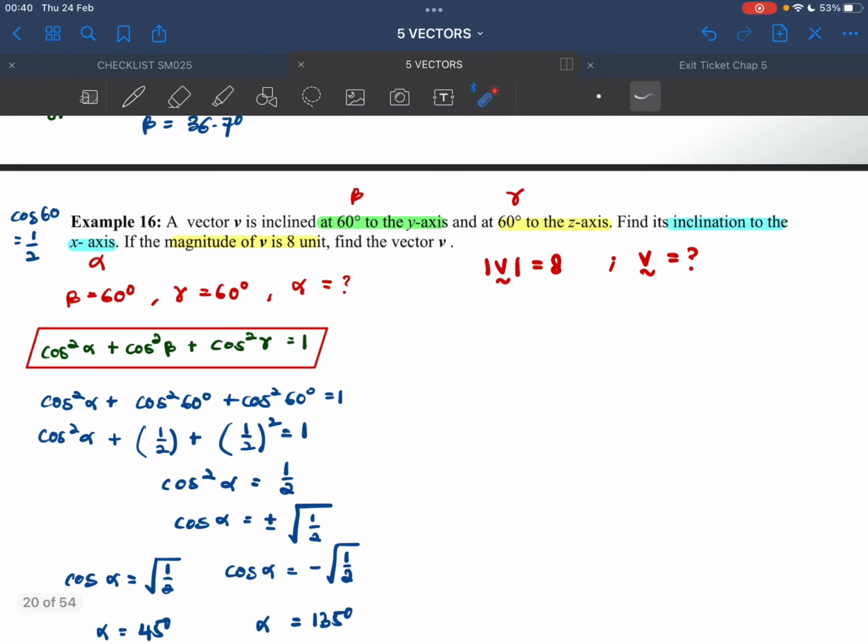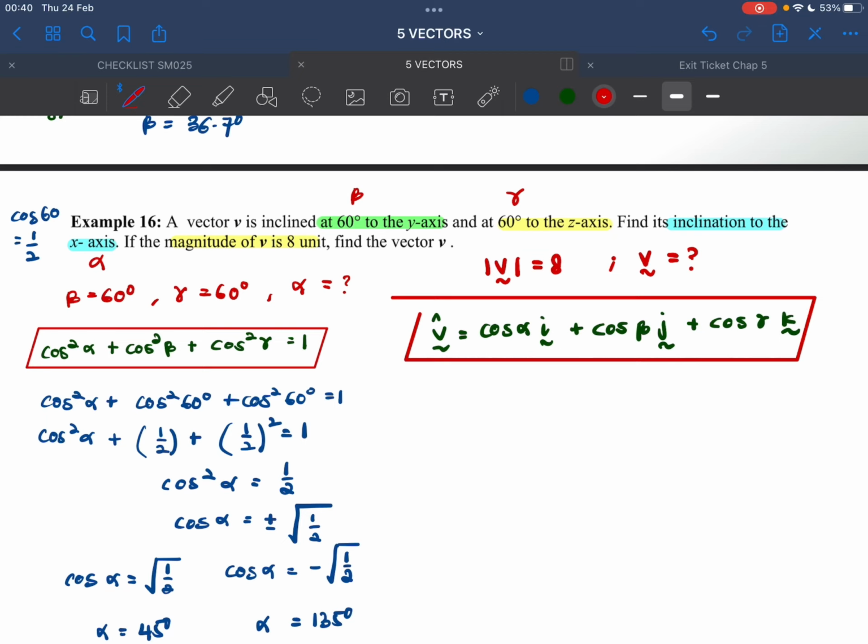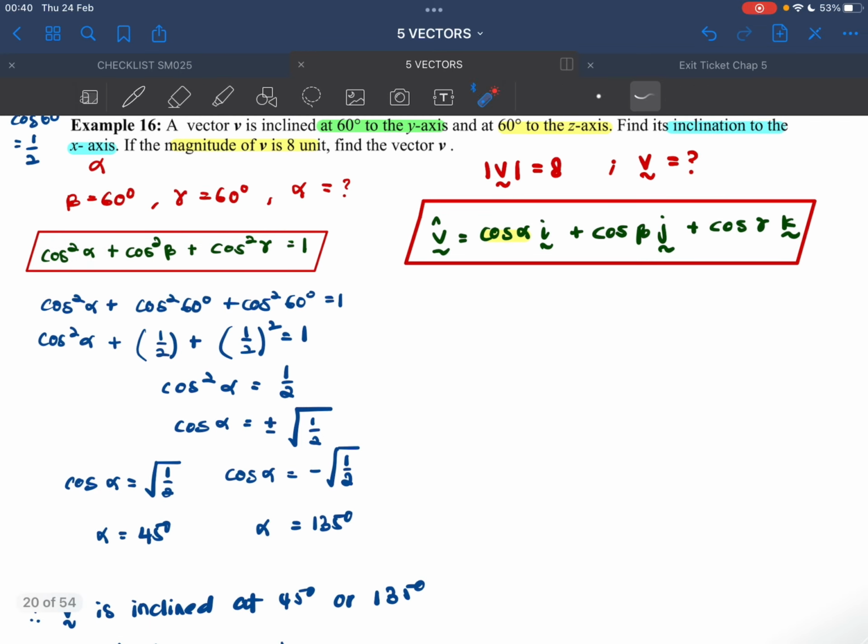So let's write that down. We have the unit vector equals cos alpha i plus cos beta j plus cos gamma k. Okay, so that is one of the formulas that you have to know to find the unit vector. So we have the value for cos alpha, right? Cos alpha, which is here, plus minus square root 1 over 2.